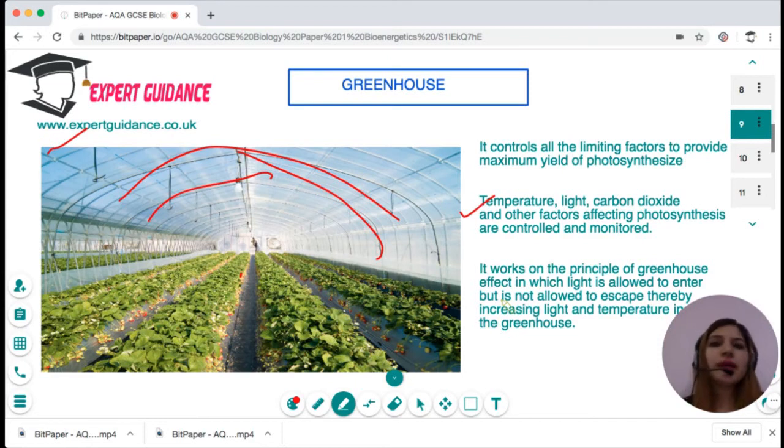Otherwise, the farmers use bulbs and cylinders for carbon dioxide and artificially control them to get the maximum possible yield of photosynthesis. Because the yield of photosynthesis can even vary during different times of the day. During the morning, the light intensity is the limiting factor. When it comes to noon, the light intensity is highest, but then the stomata close to prevent transpiration. Then carbon dioxide becomes a limiting factor. But we can control all these factors in a greenhouse and get the maximum rate of photosynthesis, especially for those crops which are economically very important for us, like rice, wheat, and all.